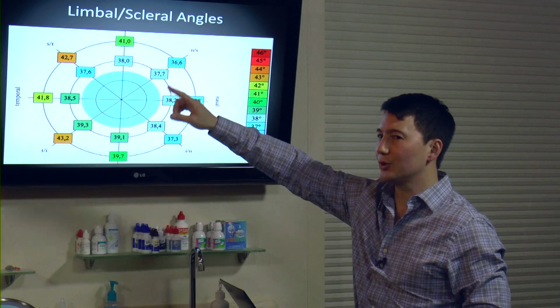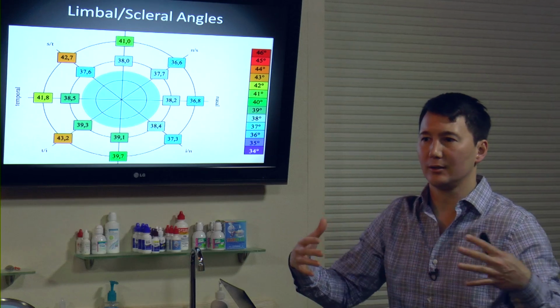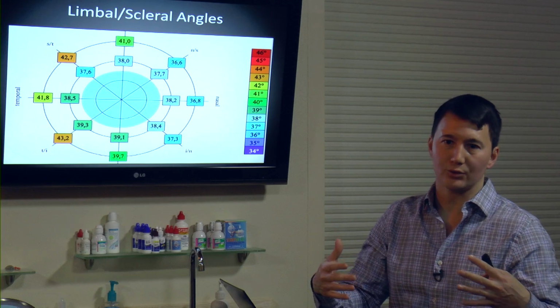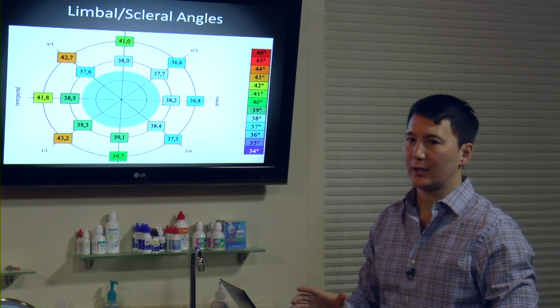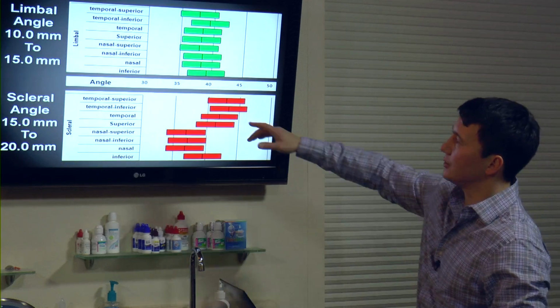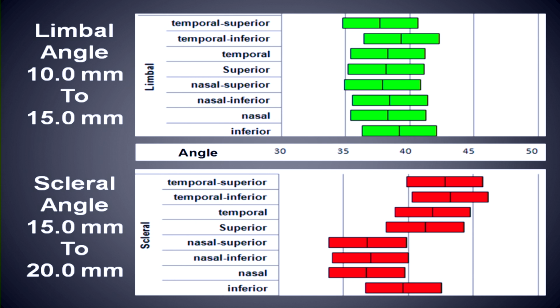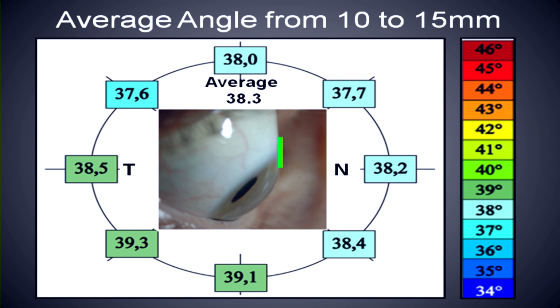Why is there more asymmetry the farther we go away from the cornea? The belief is we get closer to the insertion point of the extraocular muscles. Maybe that creates that asymmetry, but it's not clear at this moment. So here's the 10 to 15 millimeter chord around the clock. Look how tight those angles are. But as we go out to the 20 millimeter chord, you see the asymmetry that's introduced.